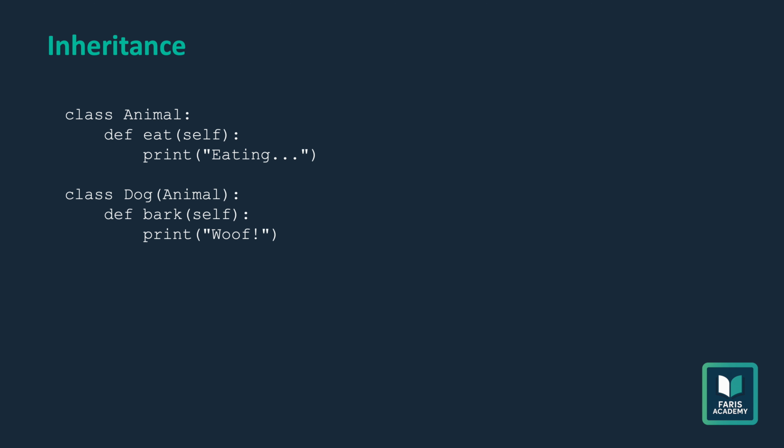Inheritance. Inheritance allows one class to use the properties and methods of another class. This avoids repeating code and lets you create specialized versions of base classes.